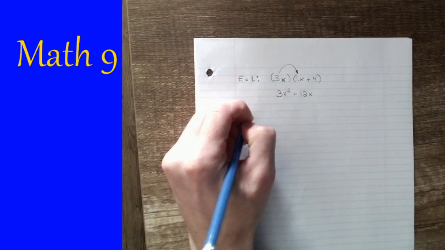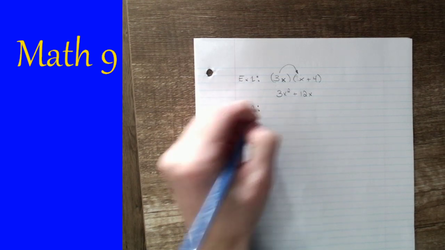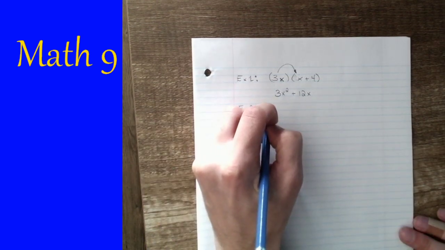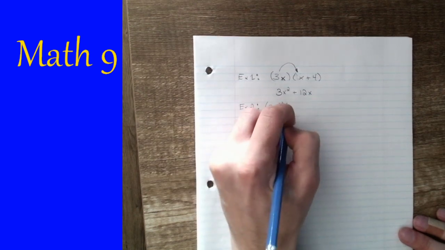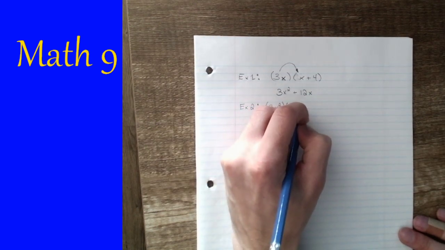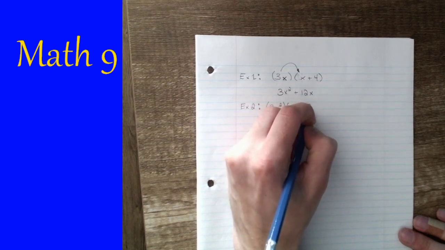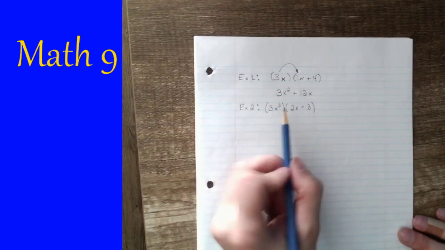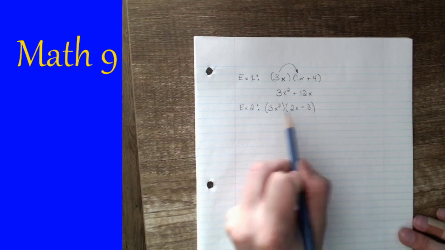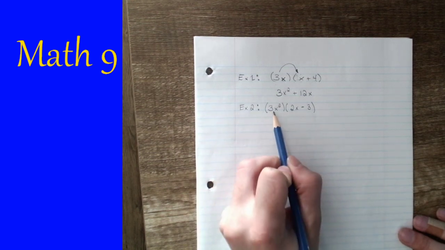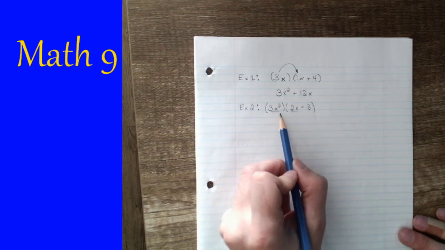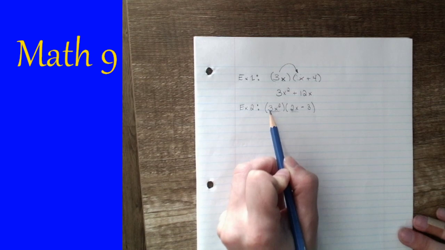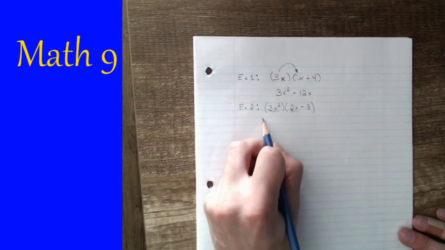Let's try one more. Let's try 3x squared multiplied by 2x minus 3. So now this is our polynomial and this is our monomial. So how do we kind of reconcile this? Well, let's just start with 3 times 2, that is 6.